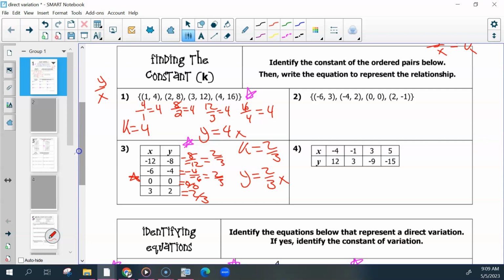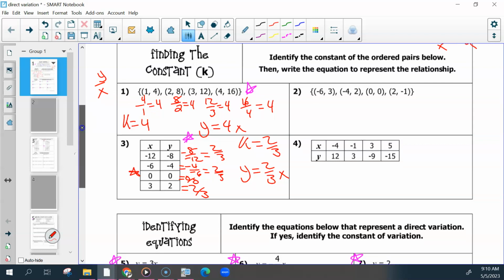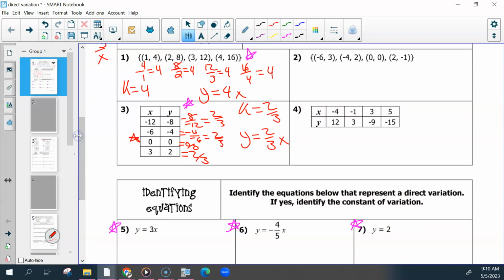So that's one thing you have to keep in mind, that even if it doesn't divide correctly and it's 0 over 0, it's still direct. Questions about either of those? Finding the constant from ordered pairs or table?